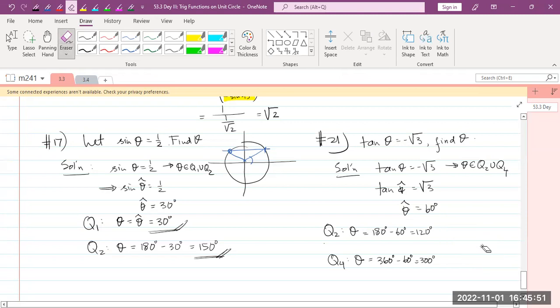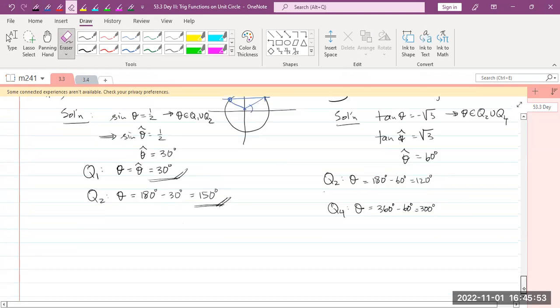Now that's for section 3.3. The suggested homework from here, suggested homework for section 3.3, is number 9 to 21, 39 to 41, and 55 to 59.